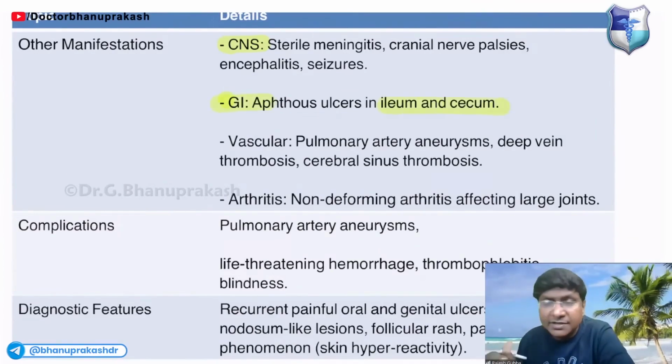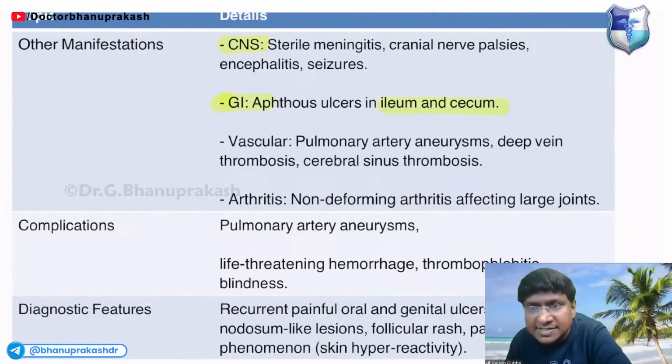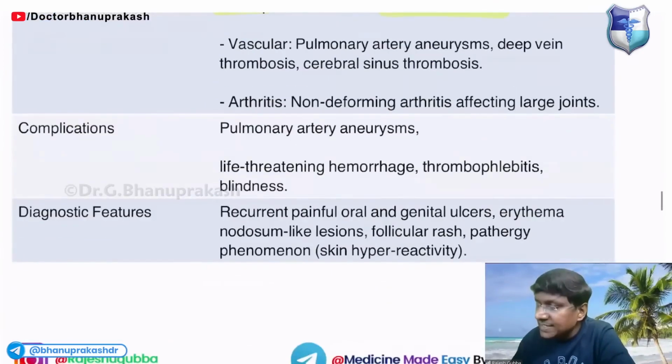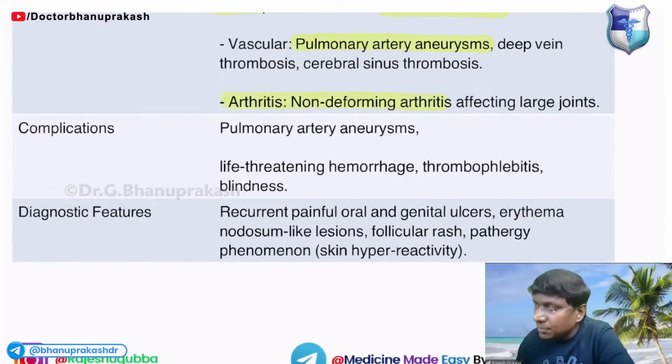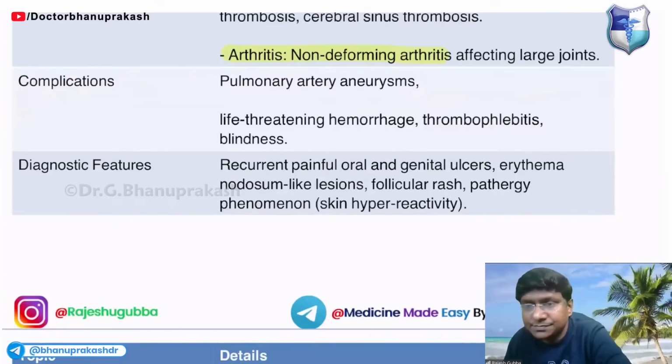Gastrointestinal involvement can be there in the form of ulcers over the ileum as well as the cecum. It will also cause vasculitis, mainly pulmonary artery aneurysms. There can be deep vein thrombosis as well. Arthritis will be there, in the form of non-deforming arthritis. So these will be the other manifestations.